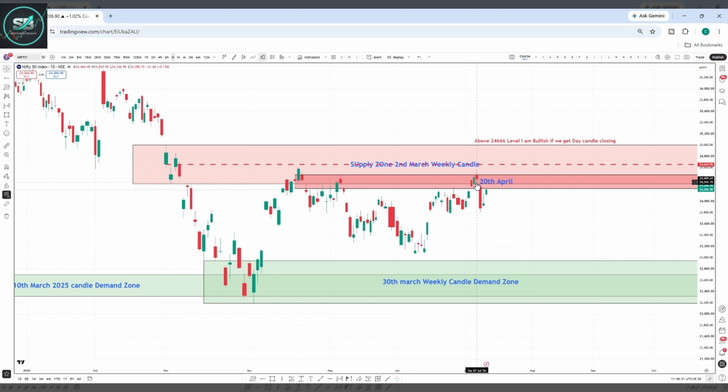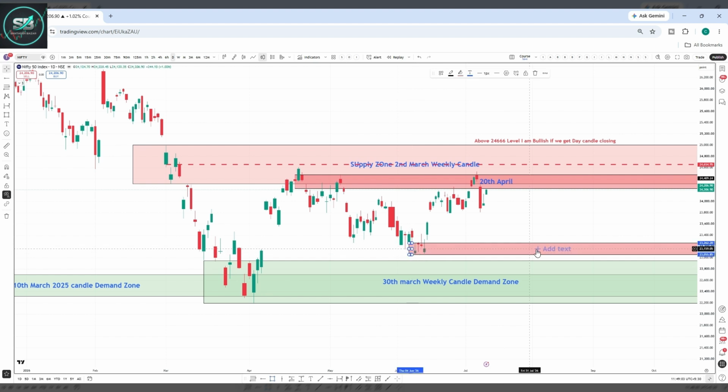So here we have a weekly supply zone, and here we have a daily supply zone. Both are in confluence with each other here. That is why Nifty is unable to go upside until and unless it closes above the 24,666 level. So we cannot be bullish on Nifty at the moment. But when can we become bullish on the daily time frame? This is the demand zone we have in Nifty.